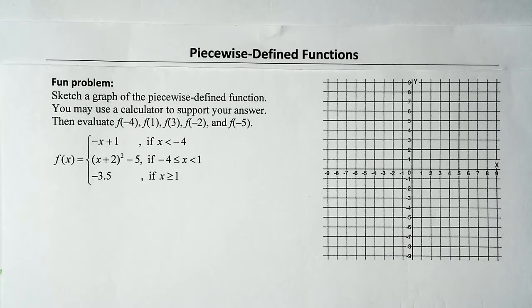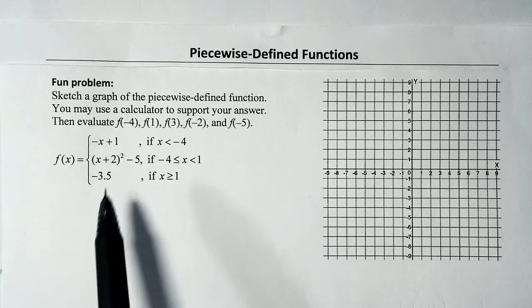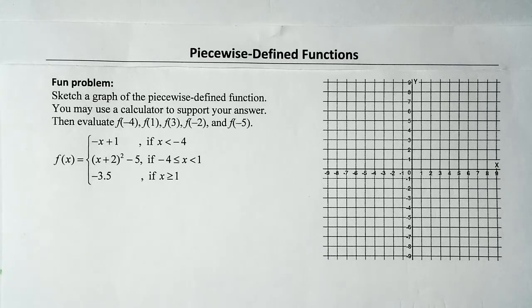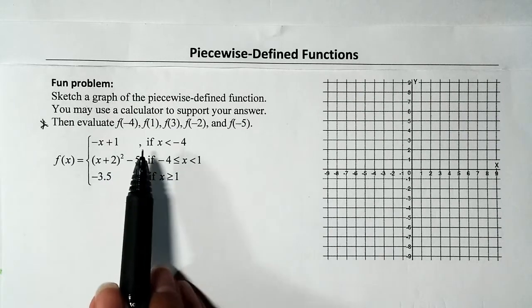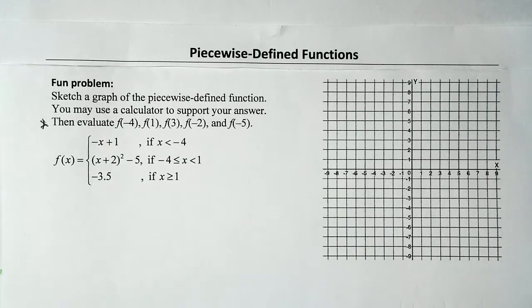Okay guys, so I got your messages, and let's go ahead and do another problem where we are asked to graph a piecewise defined function. Today we are going to graph a piecewise defined function that is defined not by two pieces, but as you can see, by three pieces. And once we do that, let's not forget to evaluate the function at those given values, namely -4, 1, 3, -2, and -5. So let's get this show up and running.